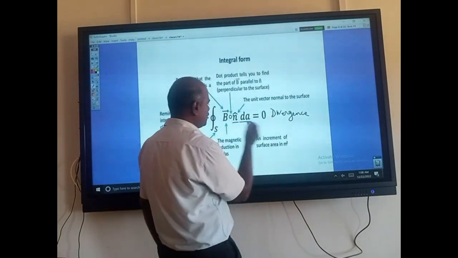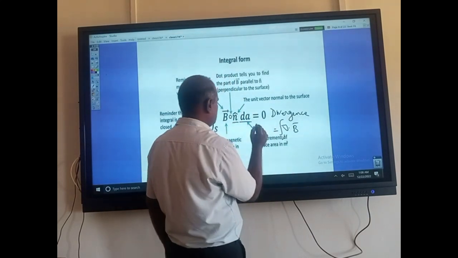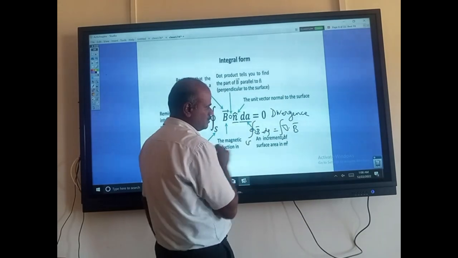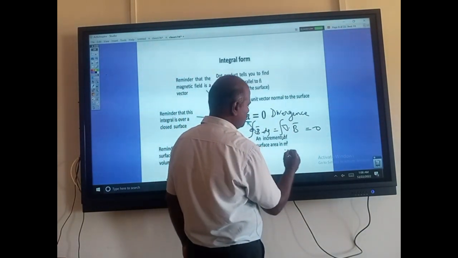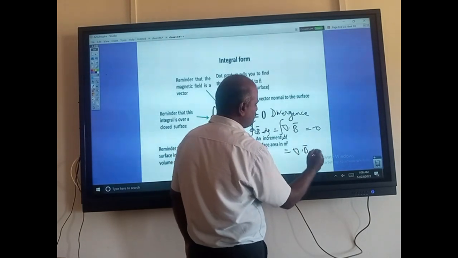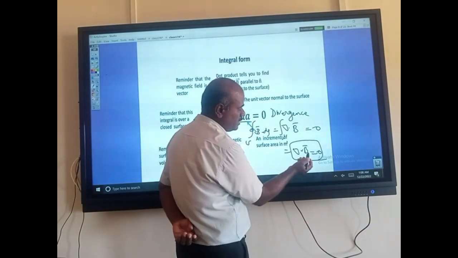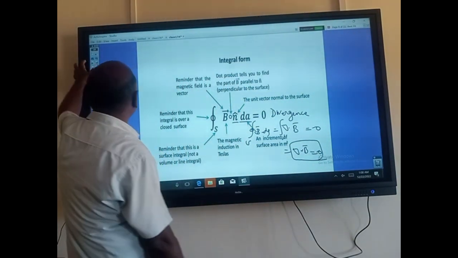So what can the divergence theorem do? Divergence of B vector integrated over volume is equal to the surface integral of B vector dot ds. Now the right hand side is 0, so we can leave the volume integral. So divergence of B equal to 0. So what is the meaning? The divergence of the B vector is equal to 0. That is the meaning of this statement.